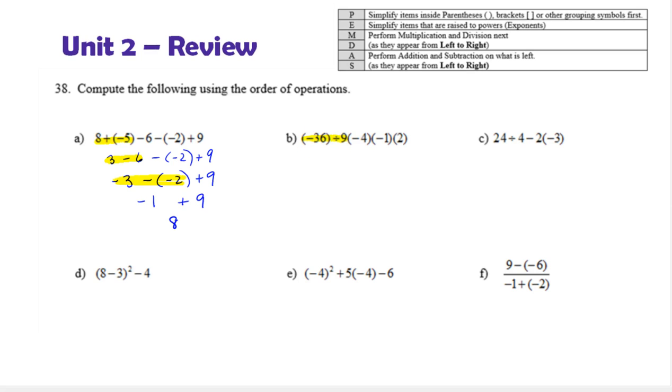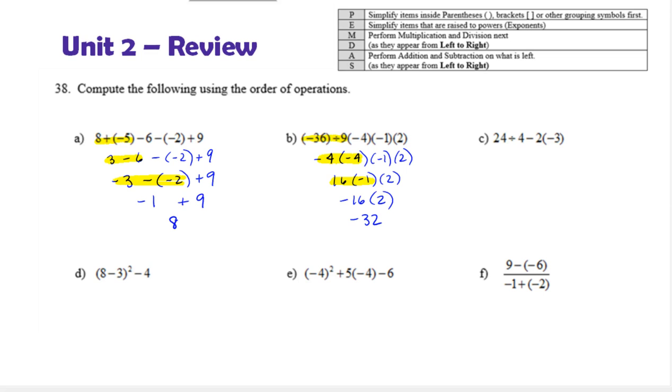Negative 36 divided by negative 9, divided by positive 9 is negative 4. I'm going to copy the rest of the problem exactly as it appears. Now this multiplication, negative 4 times negative 4 is positive 16. 16 times negative 1, well, that's negative 16. And finally, negative 16 times 2, a negative times a positive is negative, and we have negative 32.